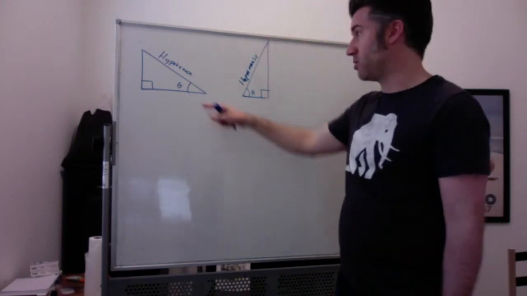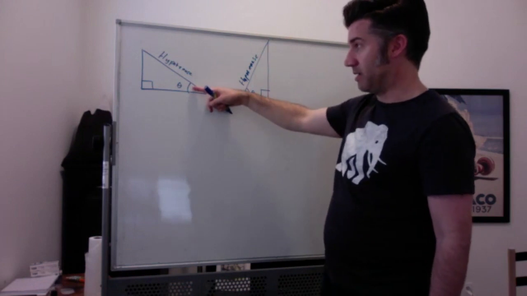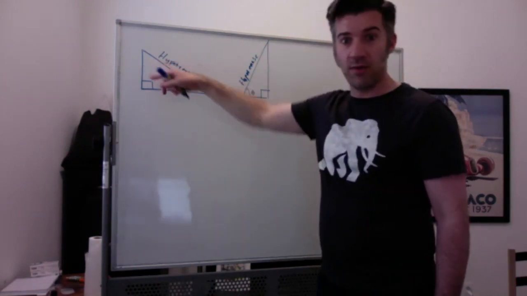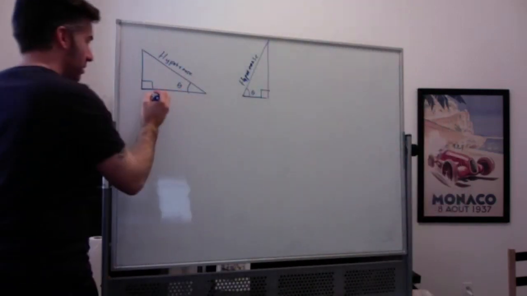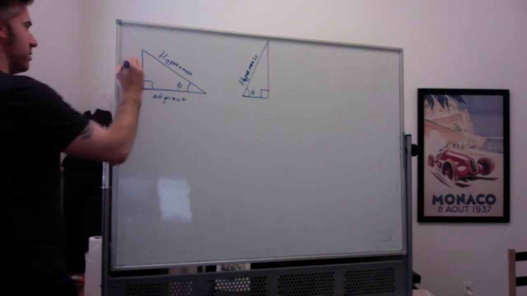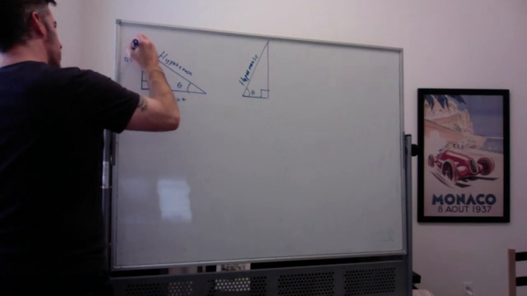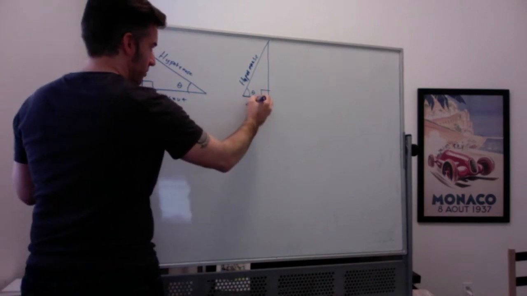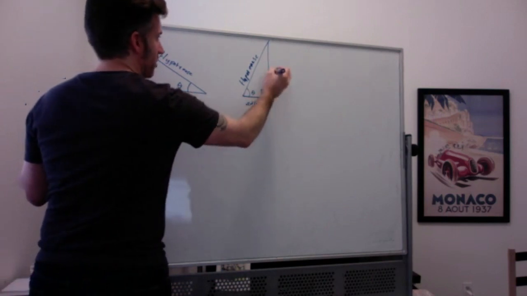And then after that, there are 2 other sides. So there's the side that is next to the angle, and there's the side that's away from the angle. We call those the adjacent and the opposite. Here, the adjacent's right there, and the opposite.